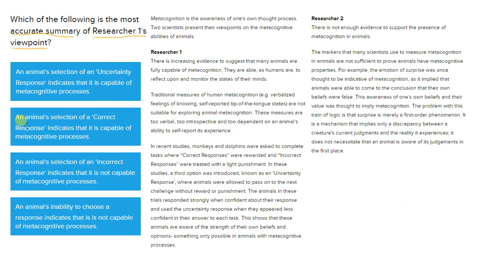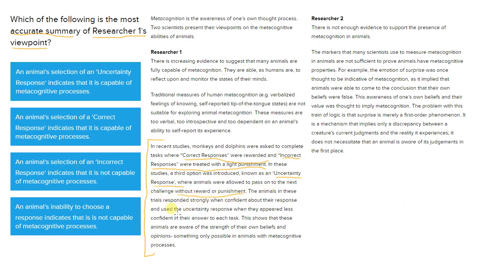All right, and I see if I'm looking through all the other answer choices, that these answer choices are all actually just about this paragraph 3 here. They're about the correct responses or uncertainty responses or incorrect responses, which is all in this third paragraph. So let's read this third paragraph. And we see that in recent studies, monkeys and dolphins were asked to complete tasks where correct responses were awarded and incorrect responses were treated with a light punishment. In these studies, a third option was introduced known as an uncertainty response, which animals were allowed to pass on to the next challenge without reward or punishment.